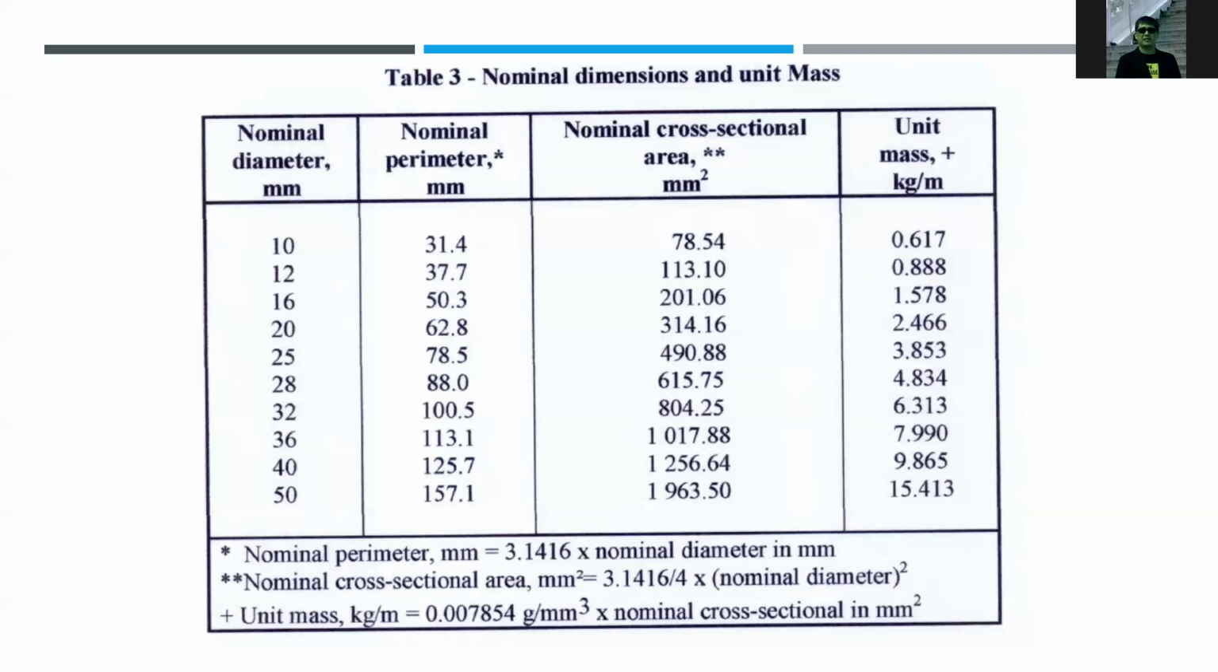This table is very useful in calculating the weight of the building and the weight of the steel that you will procure. Okay, now today the cost of the steel per kilogram ranges from about 40 pesos to 60 pesos per kilo. That is the cost per kilo of steel.